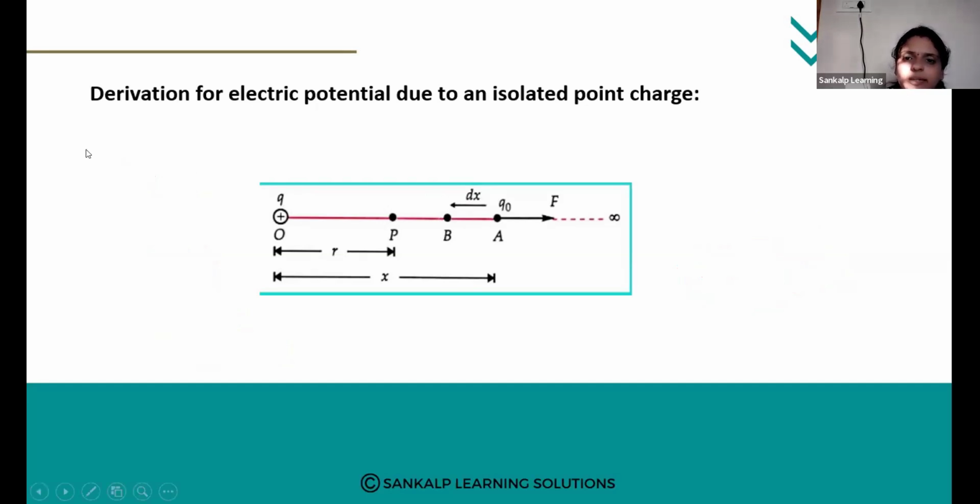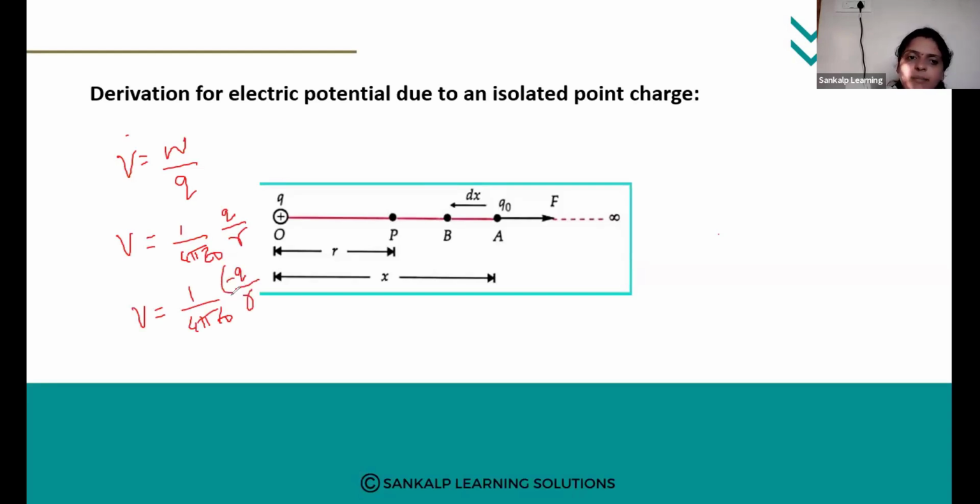First formula, see what formulas we have seen so far, students. The potential is given by work done per unit charge, first one. Second one, the potential due to the isolated point charge is given by 1 upon 4 pi epsilon naught q divided by r. Then next, the potential due to the negative charge is given by 1 upon 4 pi epsilon naught minus q divided by r. Done? Okay, so going for the next point.